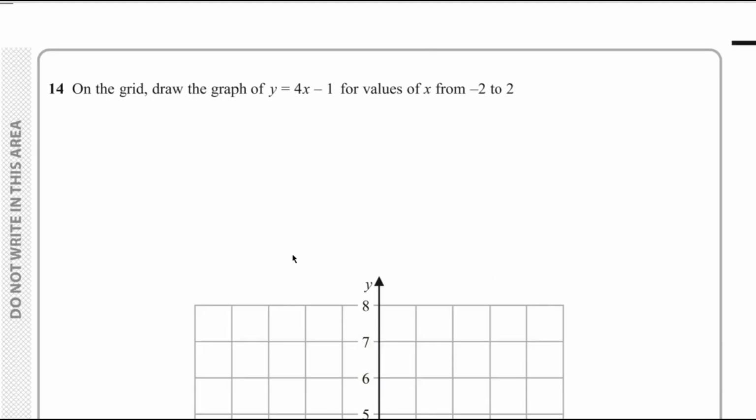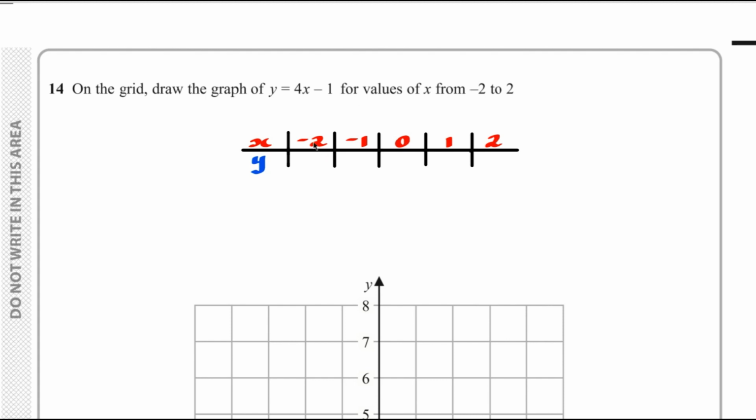Question number 14. On the grid, draw the graph of y equals 4x, subtract 1 for values of x from -2 to 2. Well, let's create a table of values. We've got x going from -2 to 2, so we have -2, -1, 0, 1 and 2. We need to find the corresponding y values.